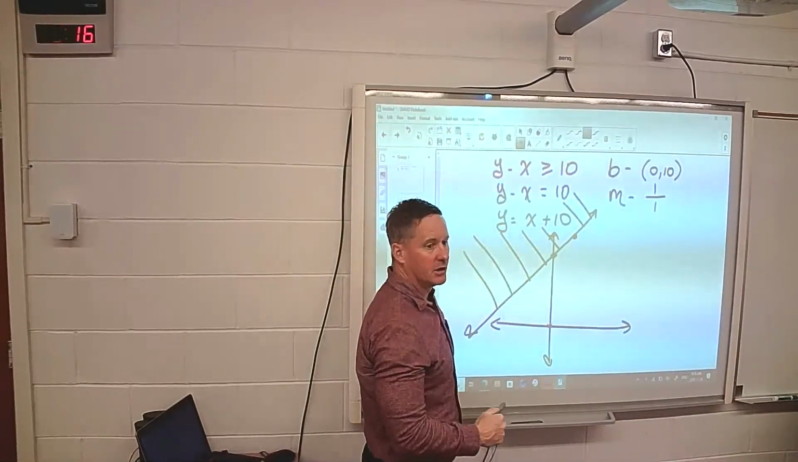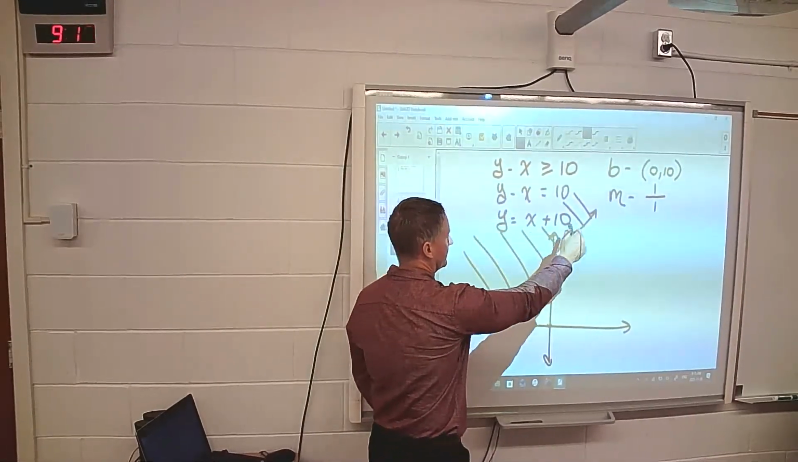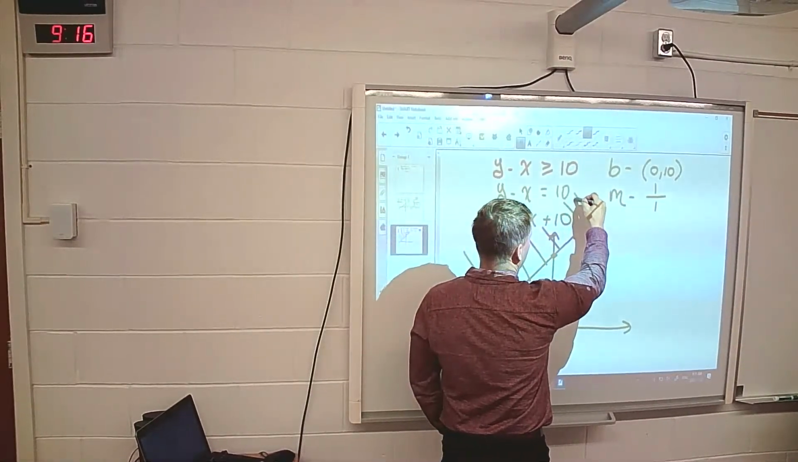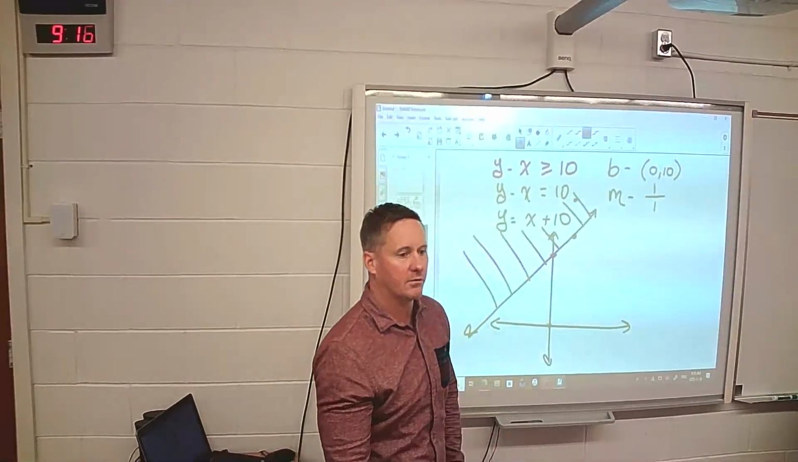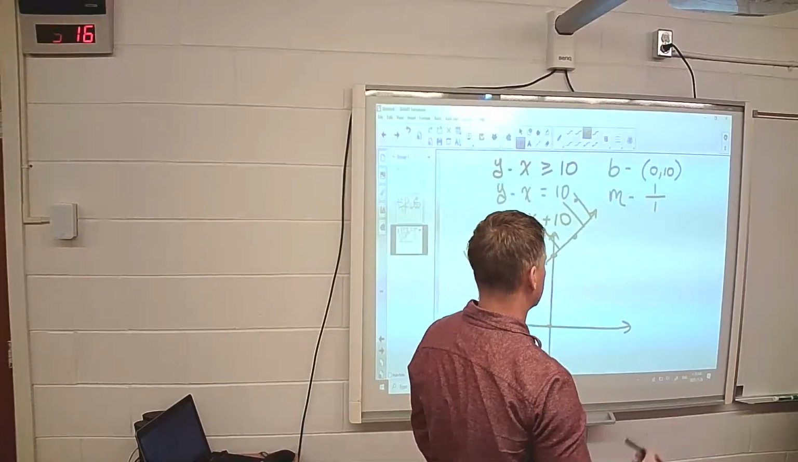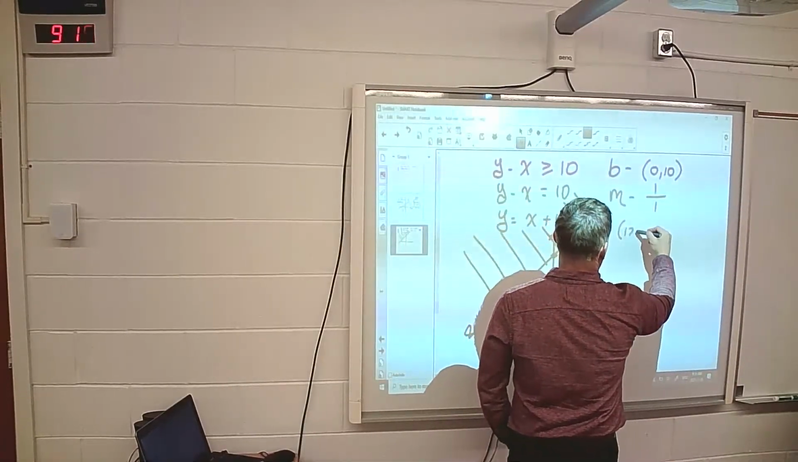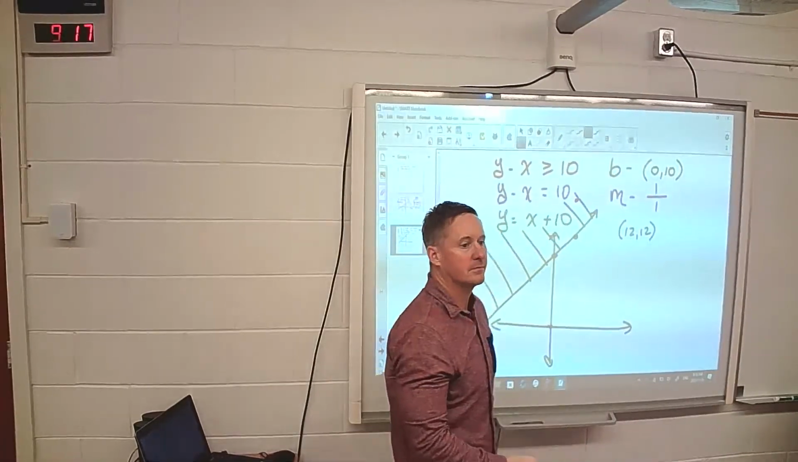Only up there. So if we took a coordinate, let's take a coordinate over here. Gavin, let's take a coordinate up here. That's 12 and 12. Okay? We'll say that that's 12 and 12. Make sense? I'm just picking a coordinate. Got me?